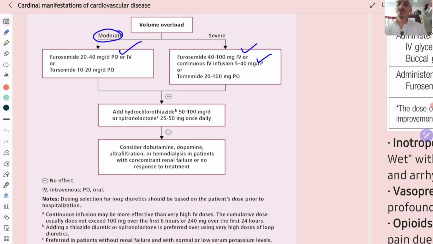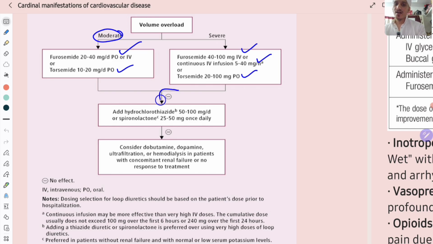The collective dose usually does not exceed 100 mg over the first 6 hours or 240 mg over the first 24 hours. Either you can do bolus or infusion. Similarly, torsemide dose is half the dose of furosemide: 10 to 20 mg per day or 20 to 100 mg per hour.